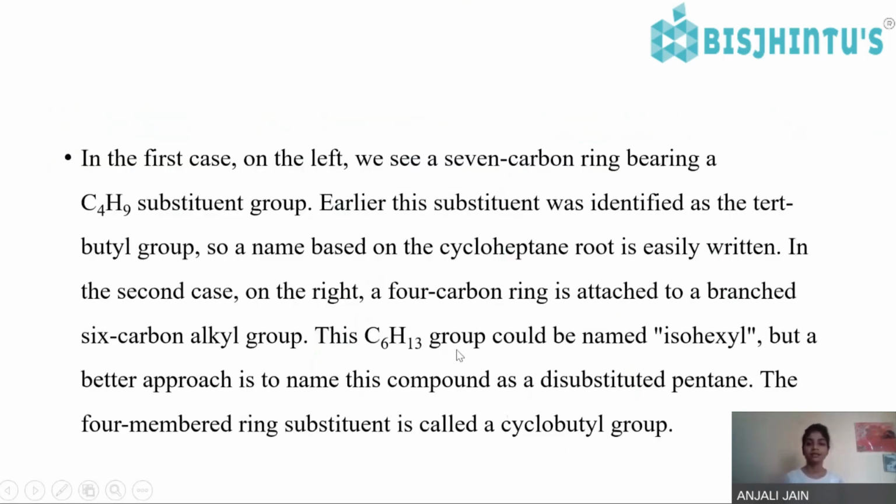So in the first case on the left, we see a 7-carbon cycloheptane ring bearing a C4H9 butyl substituent. Earlier, this substituent was identified as a tertiary butyl group. I just mentioned that secondary butyl, isobutyl, and tertiary butyl are there. So a name based on the cycloheptane root is easily written. In the second case on the right, a 4-carbon ring is attached to a branched 6-carbon alkyl group.